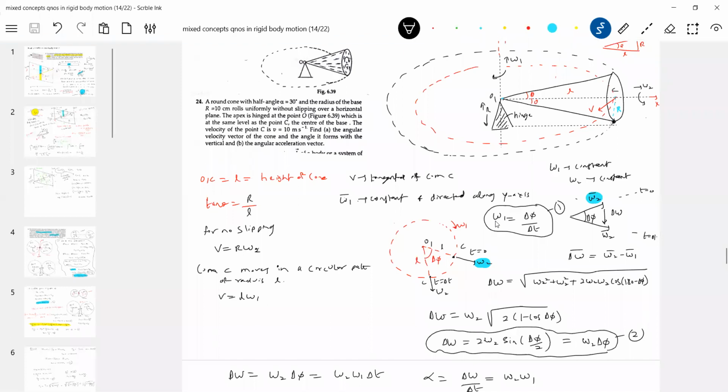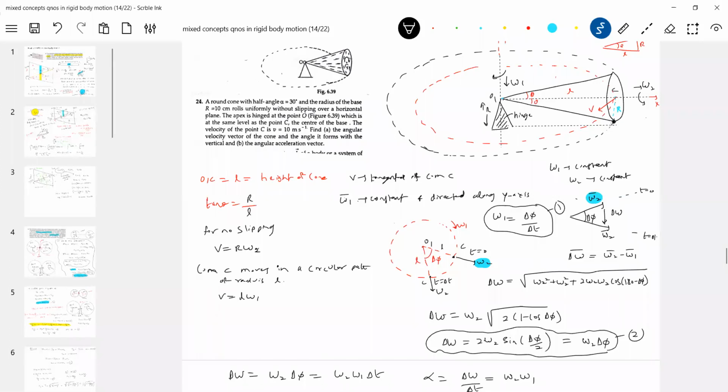Is it correct? No, omega 1 will be downward, no? Because I took that one. Curl the fingers, then the thumb will be in the direction of omega 1. Omega 1 will be along the negative y-axis, omega 2 will be along the positive x-axis. Then omega 2 minus omega 1 is telling that is what the alpha is.